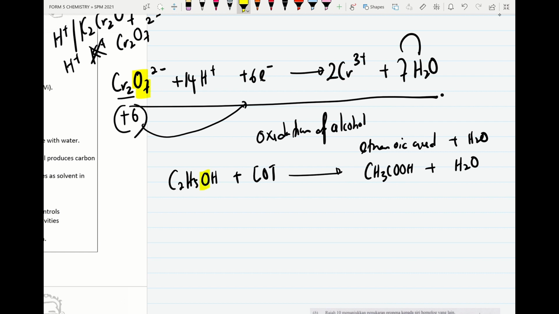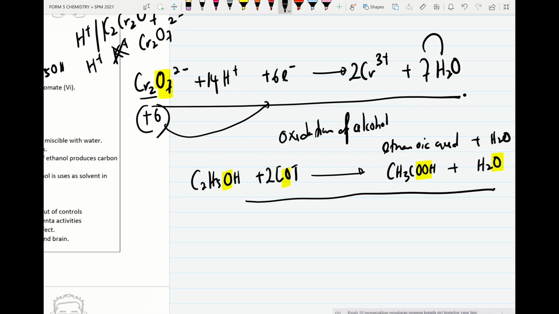Balance the oxygen. Here 2 oxygen, here 3 oxygen. How to get 3 oxygen? Just put 2 here. So this is the answer that students should have got right.